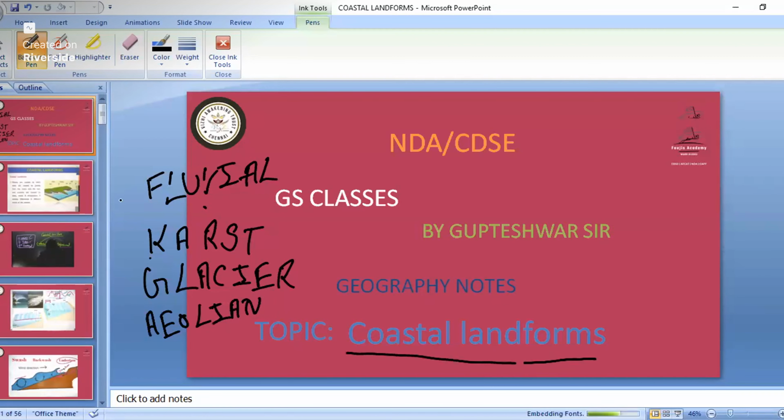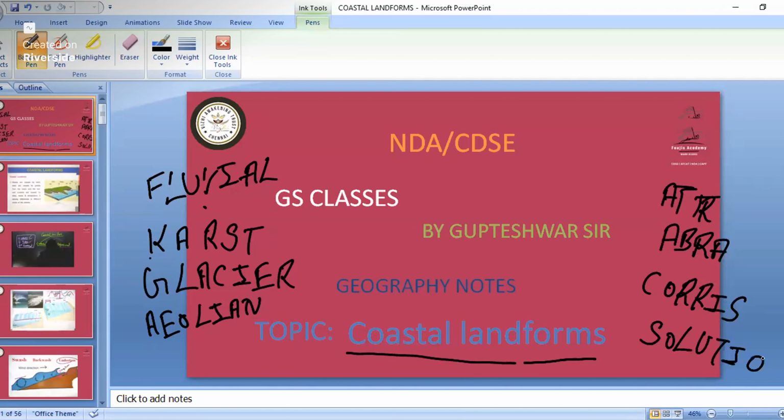So see, in all those landforms, the formation is taking place due to some courses of action. Like in fluvial, we studied attrition, abrasion, corrosion, and solution. So some forces are acting, and due to that only, some landform changes are taking place. All those landforms are formed due to some particular course of action.